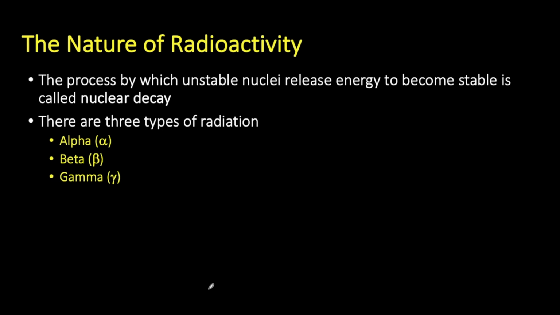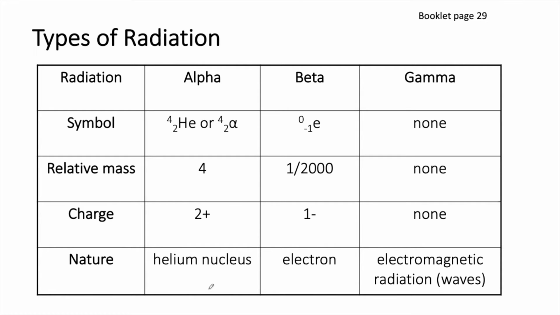So as we have said, there are three types of radiation. The process by which our unstable nuclei release energy to become stable is called nuclear decay. And they release energy either in the form of alpha, beta, or gamma radiation. Now, our alpha radiation can be represented by the symbol alpha 4 2 or helium 4 2.